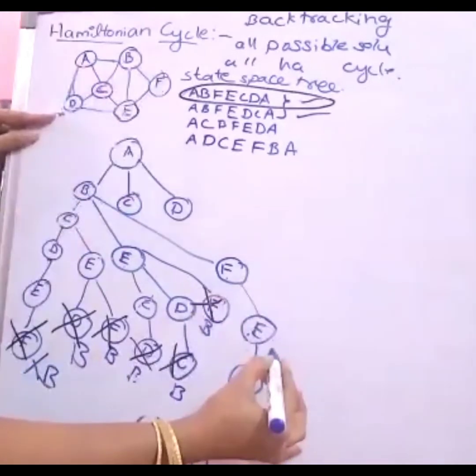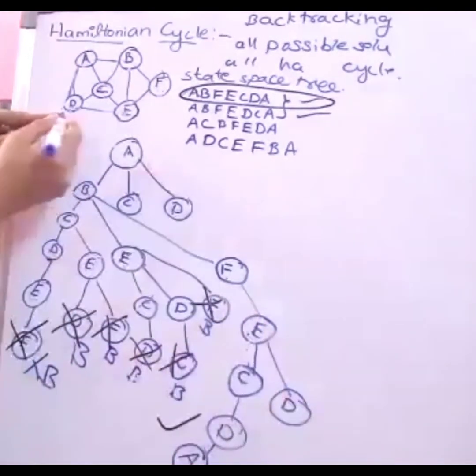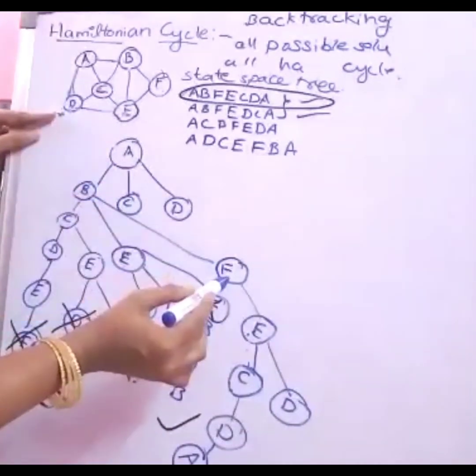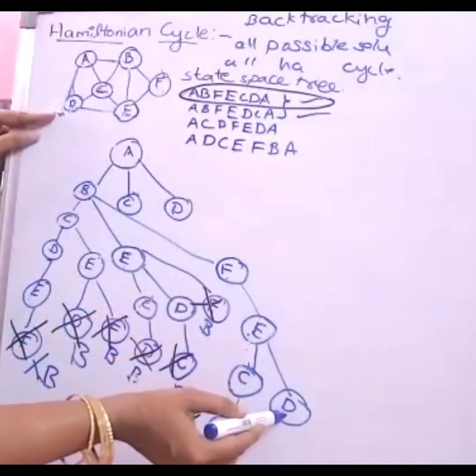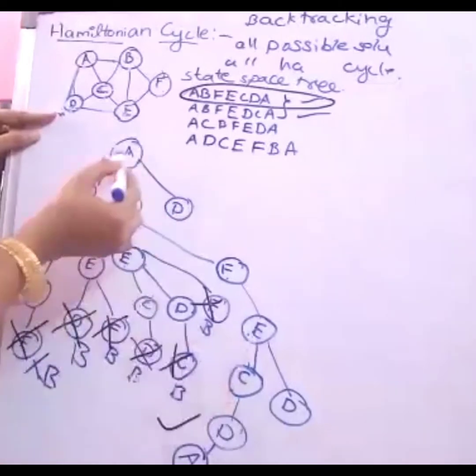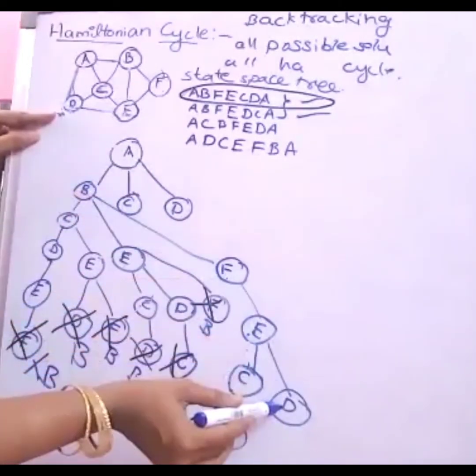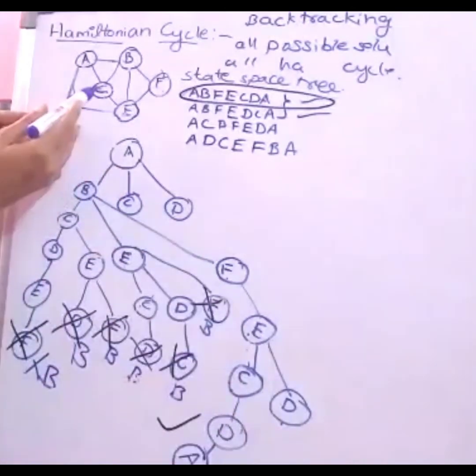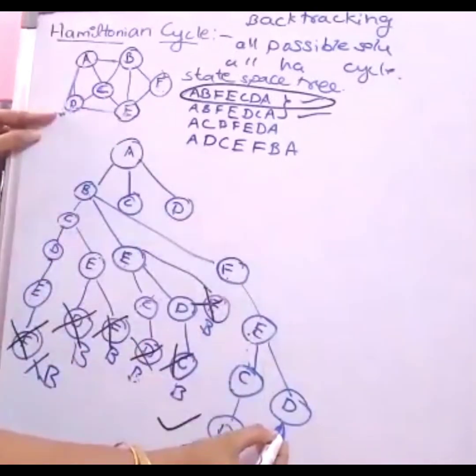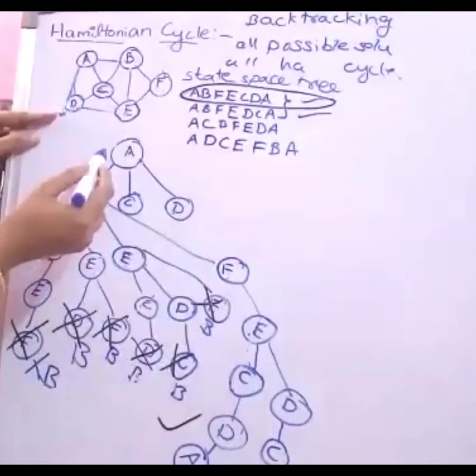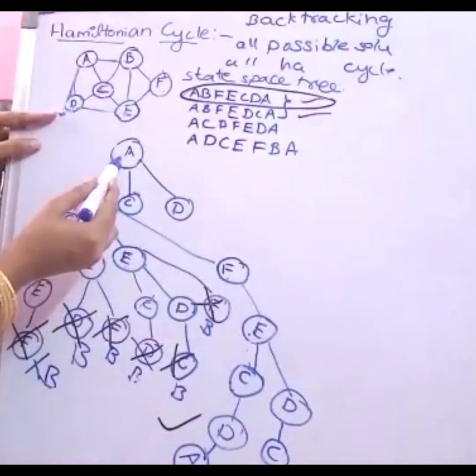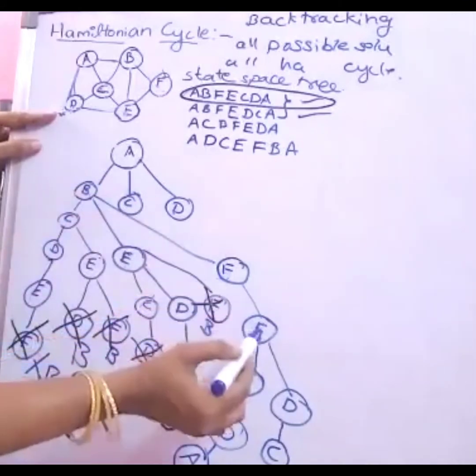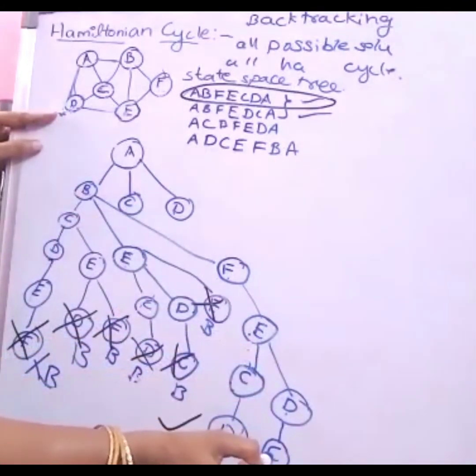From E I am trying to connect with D instead of C, because C is already covered. Now A visited, B visited, F visited, E visited, D visited. Is there any unvisited vertex in this path A, B, F, E, D? C is unvisited till this point. Is there connectivity from D to C? Yes, there is, so I have the path. Now all the vertices in the graph are visited: A, B, F, E, D, C.